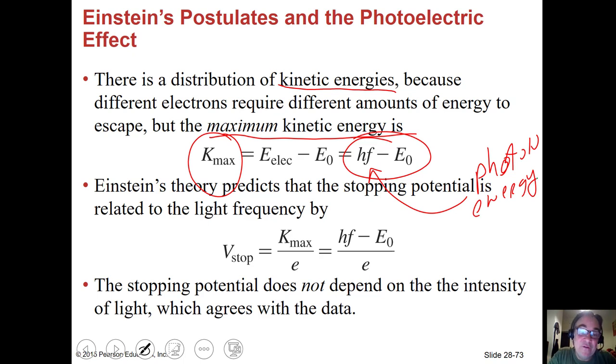And then we saw this before as well. You hook up the battery backwards, and you turn all the kinetic energy into electrical potential energy. We have this formula: V stop equals kinetic energy max divided by charge. But we also know kinetic energy max from up here is hf minus the work function. So we could plug that into this formula, and you come up with this equation. So we've got a couple of equations we could work with. The homework has several photoelectric effect problems on it, so you'll get some practice using these formulas.